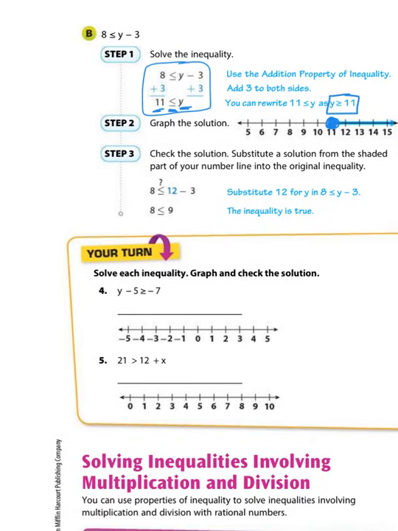All right, don't worry about the graphs yet, but I want you guys to see if you can solve these two inequalities for the variables. Pause the video, try them by yourself, check it back to see if you got them right. Go.